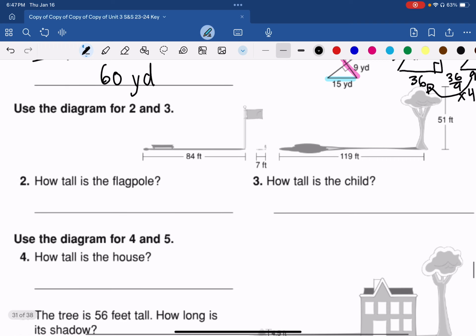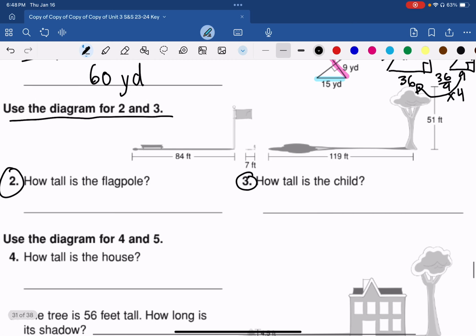It says use the diagram for 2 and 3. So we've got these 3 pictures for 2 and 3. The first thing I'm going to do is that I see these 3 pictures, I'm going to make them triangles because that's the only way I know how to do things, right? That's a small one in the middle. Don't worry, it'll be fine. And there we go. Maybe make it more obvious that that's a triangle.